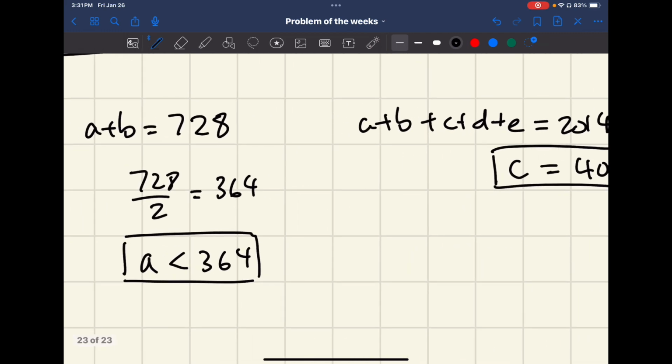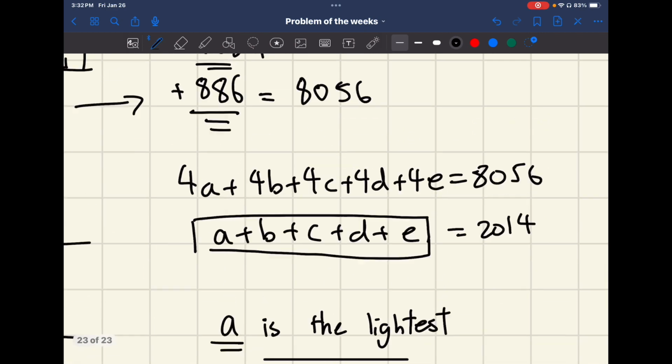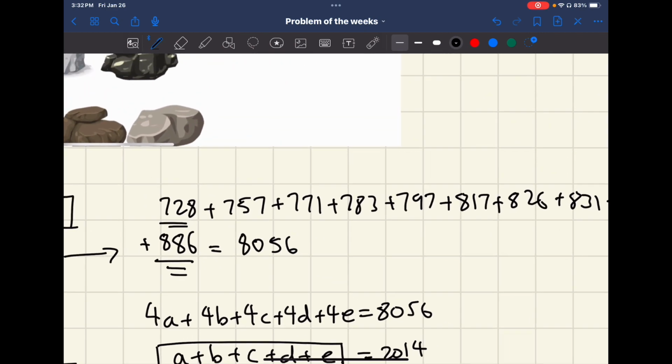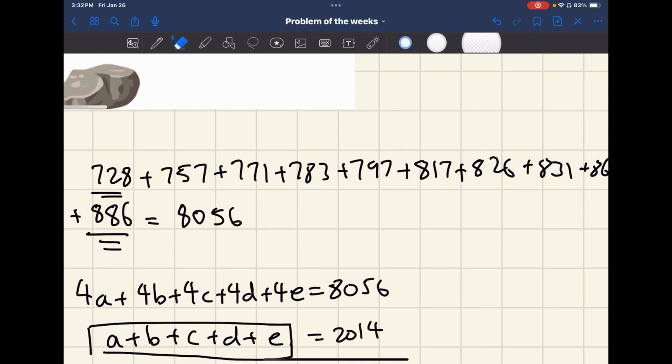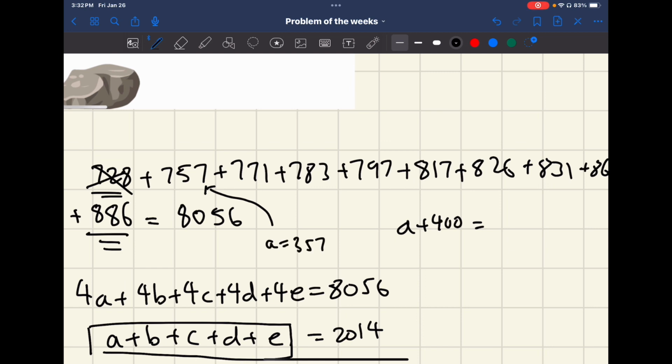So now putting this all together, we know that of the numbers that I have listed here, one of them is A plus C, right? And we also know that C is 400, so A plus 400 is going to equal one of these numbers. We know it can't be this one because this is A plus B. So looking at these numbers, we just test one of them. Test this one, 757. A is going to equal 357.